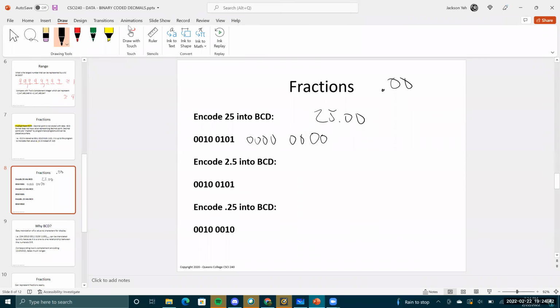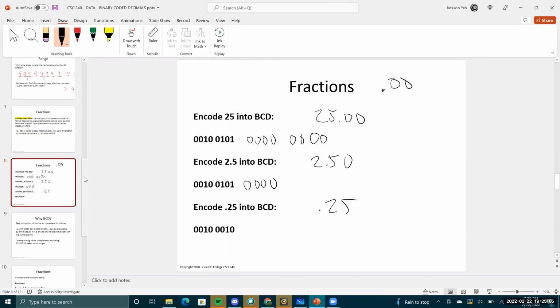The next one I need to rewrite is 2.50, so I just need to pad it with 2 zeros. And the last one I don't need to do anything to, because I can just keep it as is, since it already has the last 2 decimal places. All right. Any questions on this one, on fractions?